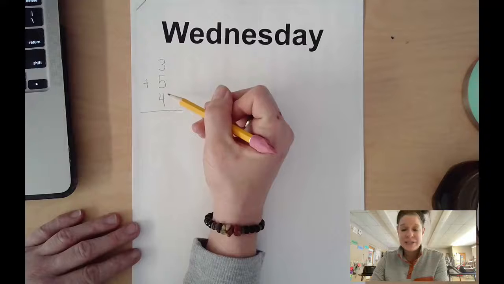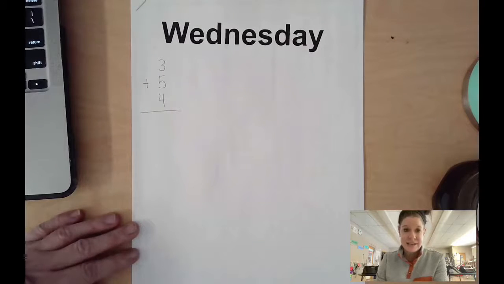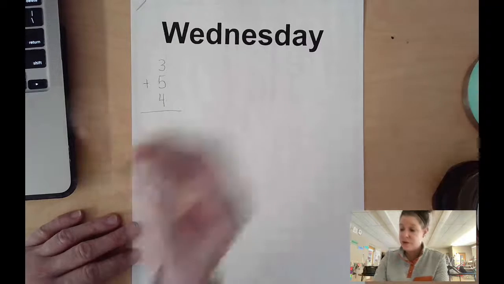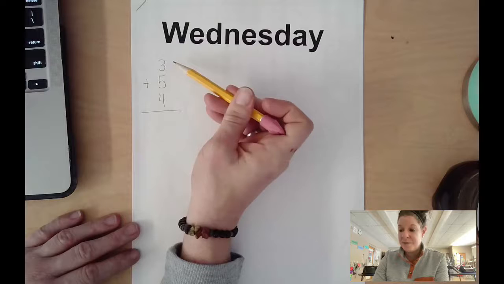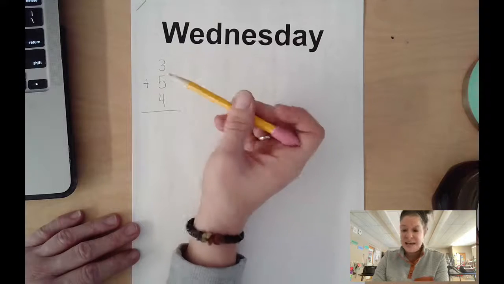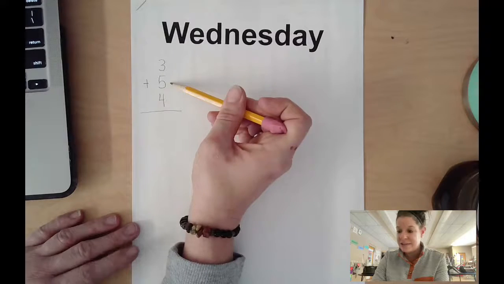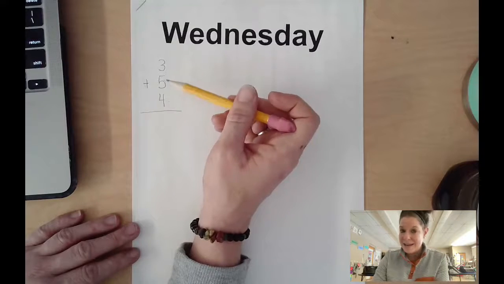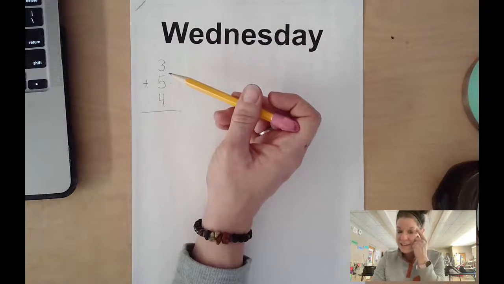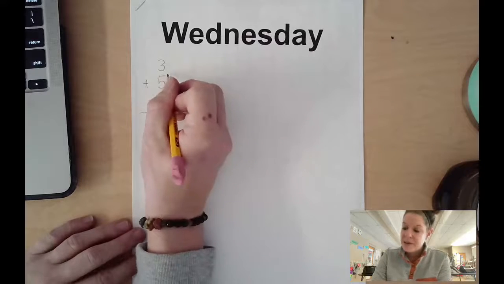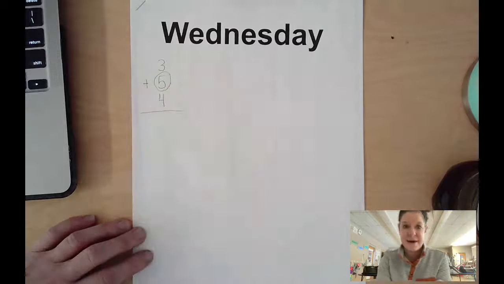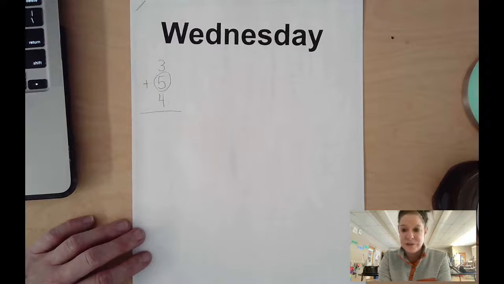So I'm going to show you how to add three numbers together when there's no way to make a 10, because there's not always a way to make a 10. If I'm in the grocery store and I have a can of peas for $3 and some carrots for $5 and some ice cream for $4, I can't always make a 10. So I have to have a different strategy to solve that. So the strategy I'm going to teach you is to circle the greatest number. So go ahead and circle your 5.